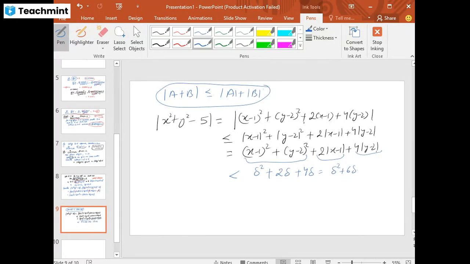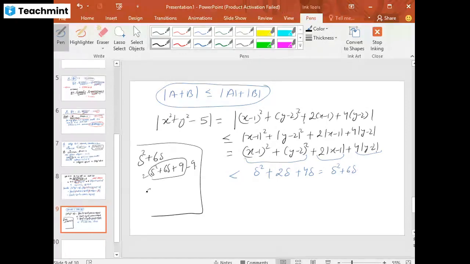Delta square plus 6 delta can be written, if we use the concept of completing the square, as half the coefficient of delta, that is 3, its square 9, adding and subtracting. So this gives us delta plus 3 whole square minus 9. So I can write this as equal to delta plus 3 whole square minus 9.